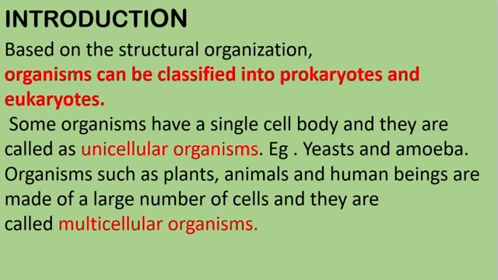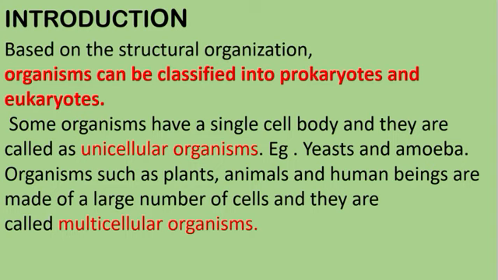Based on the structural organization, organisms can be classified into prokaryotes and eukaryotes. In some organisms like bacteria, cyanobacteria, and mycoplasma, the true nucleus is absent. These organisms are called prokaryotes. However, organisms like plants and animals have cells with a well-defined nucleus covered by a membrane. These organisms are called eukaryotes.